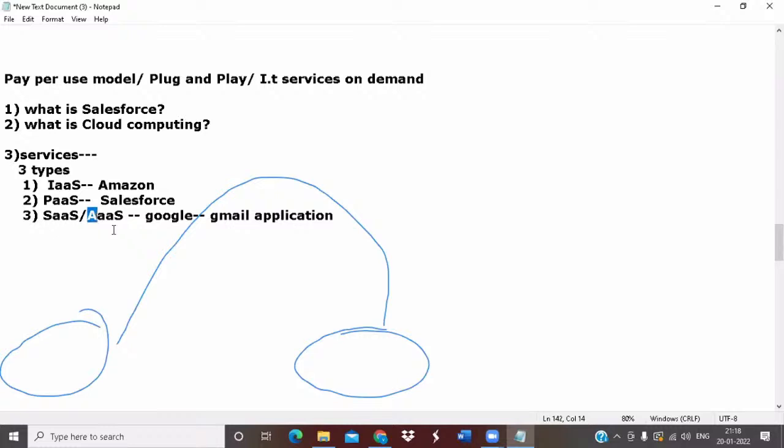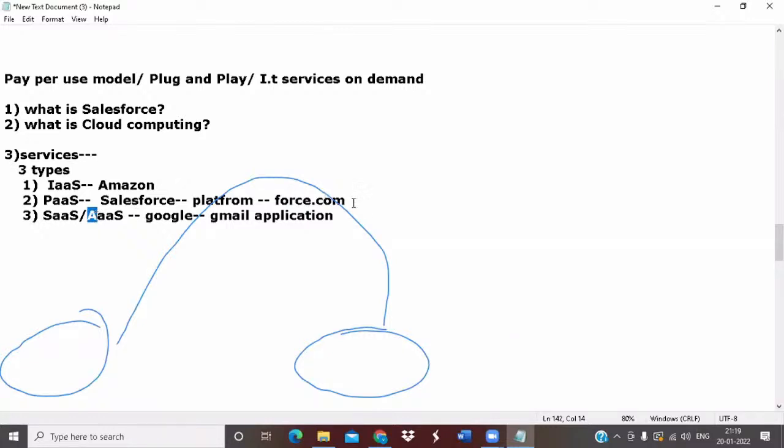No, Salesforce provides a platform. The platform name is called force.com. On this platform, as a developer, we can develop applications. And whatever application you develop, you can directly give as a service to all of us. That kind of service we can call application as a service. I hope you understand this point.